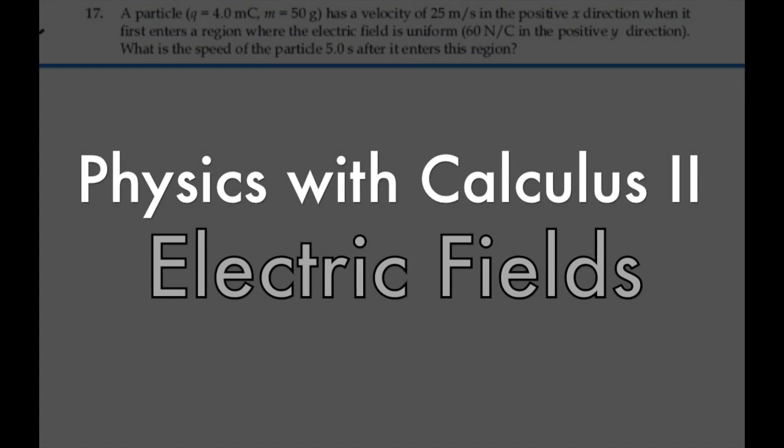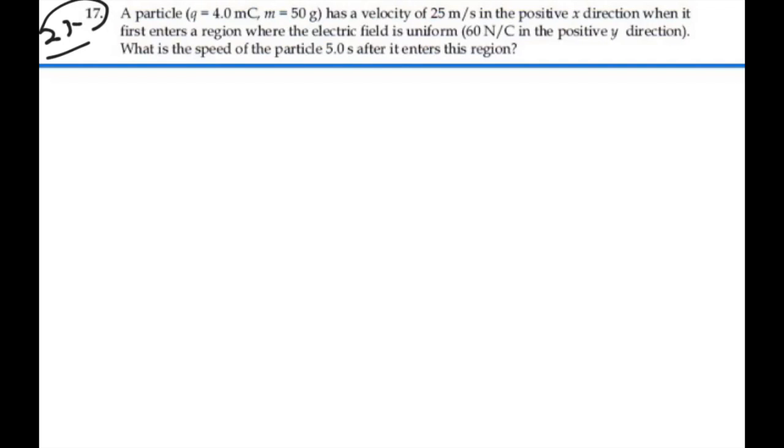Here's problem 2317. A particle with charge 4 millicoulombs and mass 50 grams has a velocity of 25 meters per second in the positive x direction when it first enters a region where the electric field is uniform, 60 newtons per coulomb in the positive y direction. What's the speed of the particle 5 seconds after it enters this region?